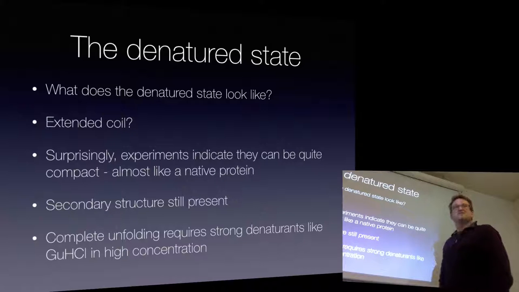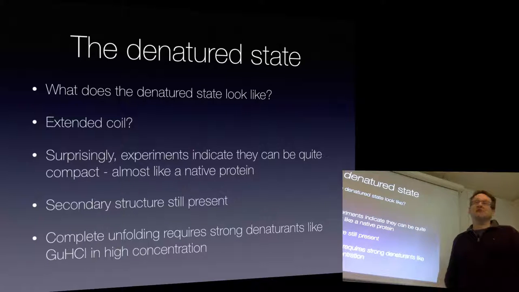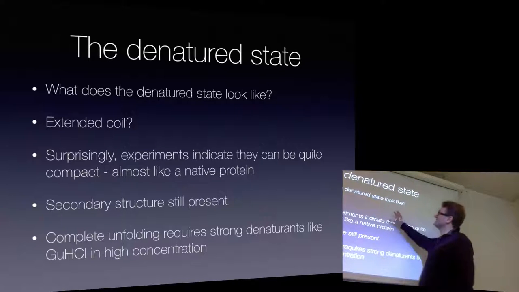In an experiment, it's very easy to say that something is denatured. What does denatured mean experimentally? Yeah, we destroy the protein. Destroying proteins is easy. I just boil it, add 10 molar of guanidinium hydrochloride or something, increase the... in many cases it's harder to avoid denaturing the protein.